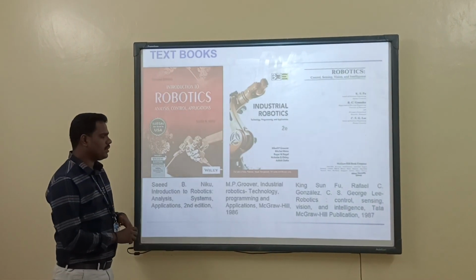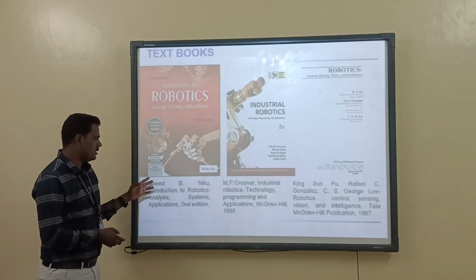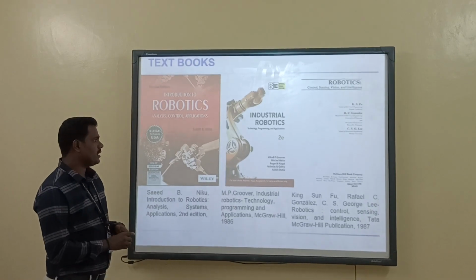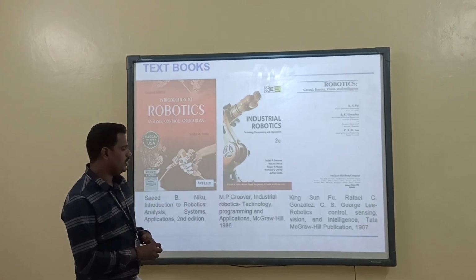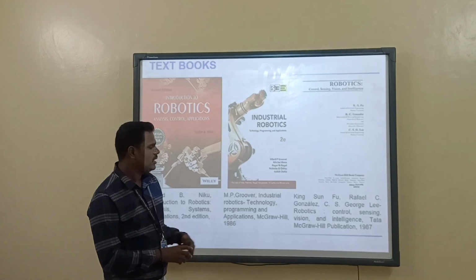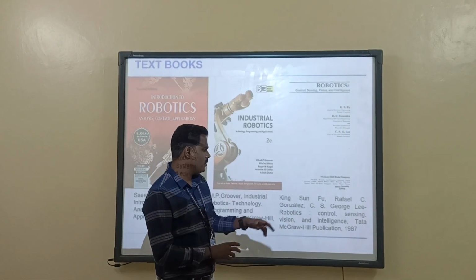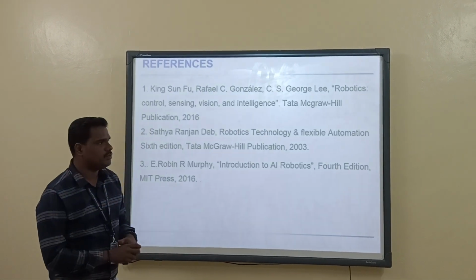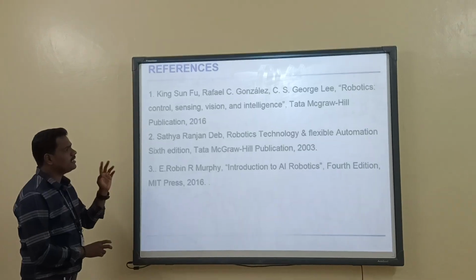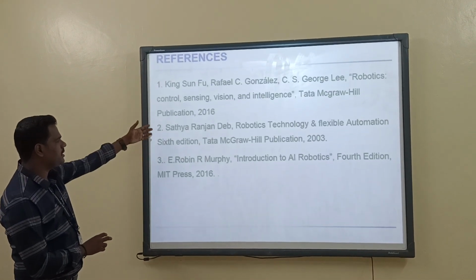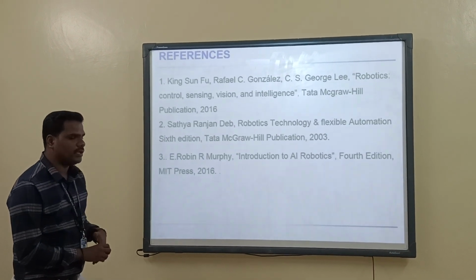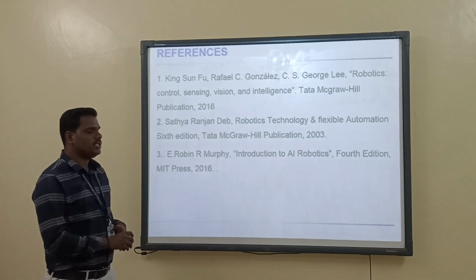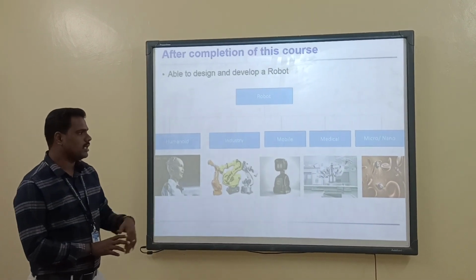The textbooks we are going to follow are Introduction to Robotics, Industrial Robotics by M. P. Groover, and Robot and Control Systems. These are the three textbooks we are going to discuss. The reference books will be by Satya Narayanan and Robin Murphy. You can get these books from your Google Classroom.